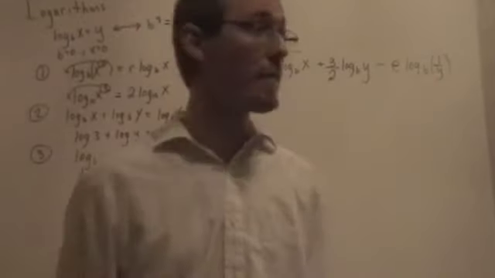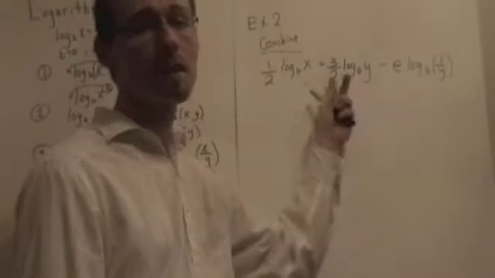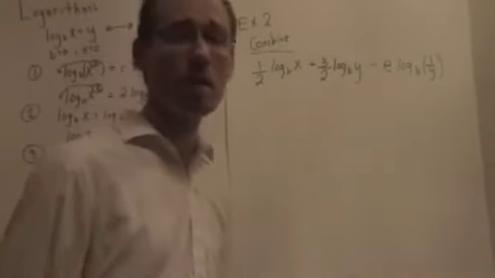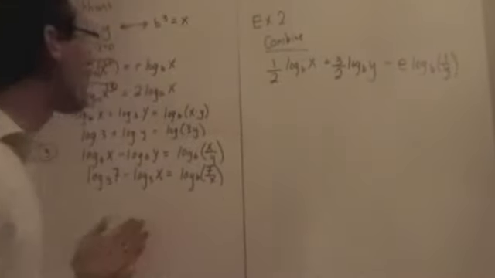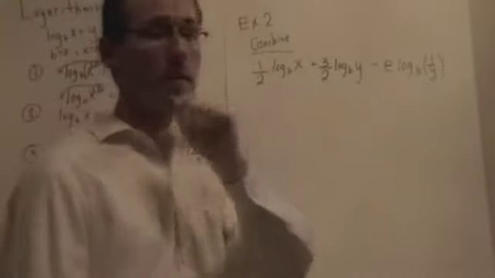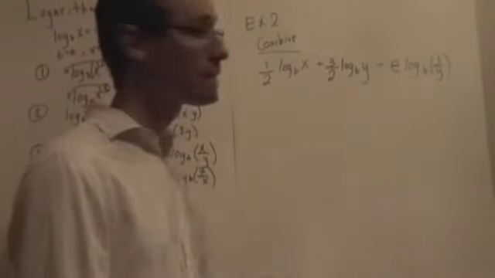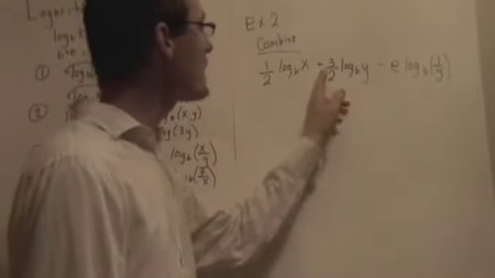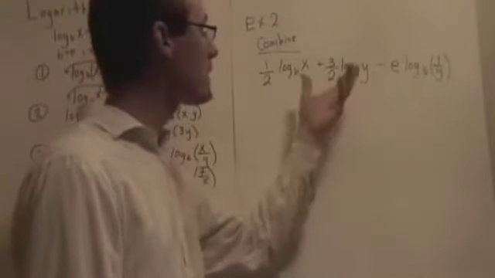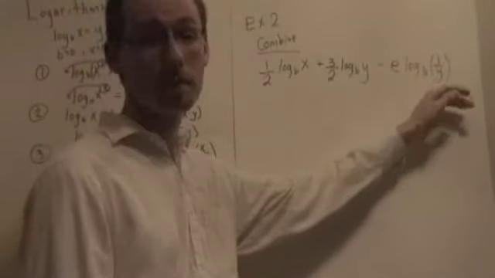Another common problem when we're dealing with logs is they want us to combine several logs into a single log. That would actually be the opposite of what we did last time. Again, we're just going to utilize our 3 properties of logs. The order of operations still applies. Remember, that's please excuse my dear Aunt Sally. Right now we have addition and subtraction. Remember, those are equally as important, so we're just going to go from left to right here.